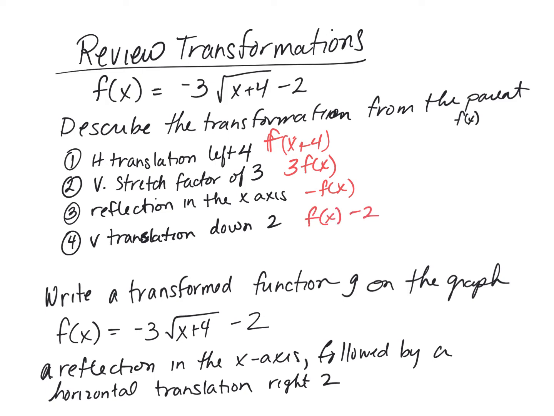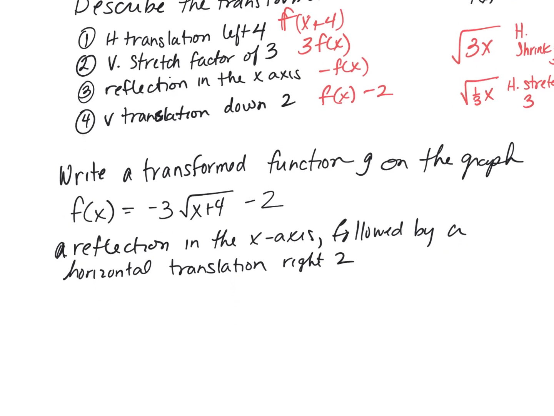Okay. Now the horizontal shrinks and stretches were the harder ones. They were opposite, right? If we saw 3x inside the radical, this was a horizontal shrink of 1/3. If we saw 1/3 x in the radical, it's a horizontal stretch of 3. The horizontal was always opposite, right? The plus goes left and the minus goes right. The 3 is the shrink and the 1/3 is the stretch. Okay. So that's just a little refresher.